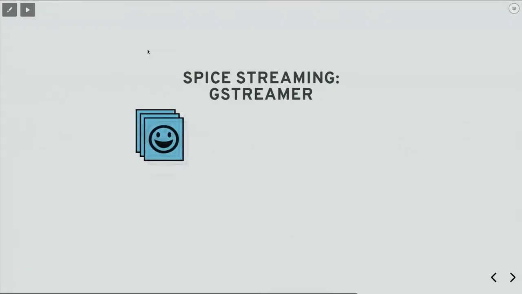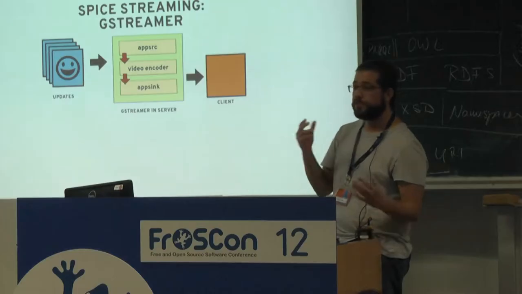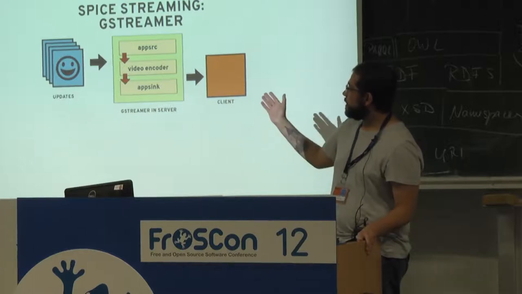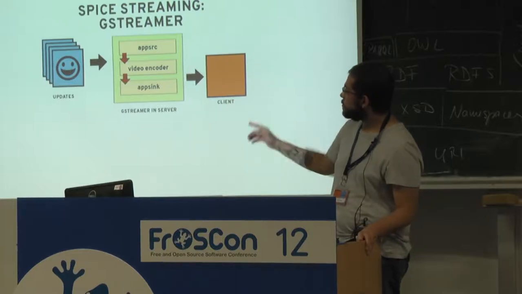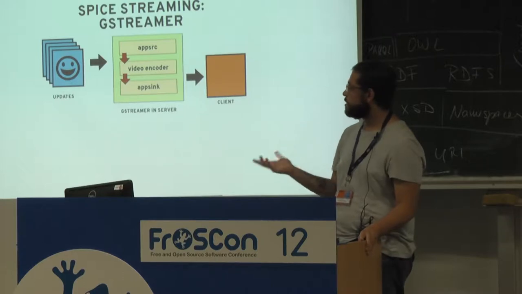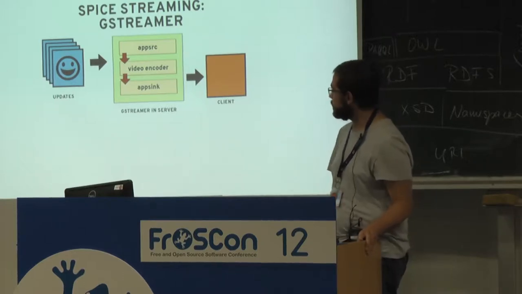So how it works with us, basically it's about the same thing. We get all the images in the host, in the SPICE server, and then we use a GStreamer pipeline to convert those images into a video stream. So basically the three main plugins that we use are appsrc, appsink, and the video encoder. And that means that we just need to change the video encoder to change it to different stream types. And then we can send it to the client.